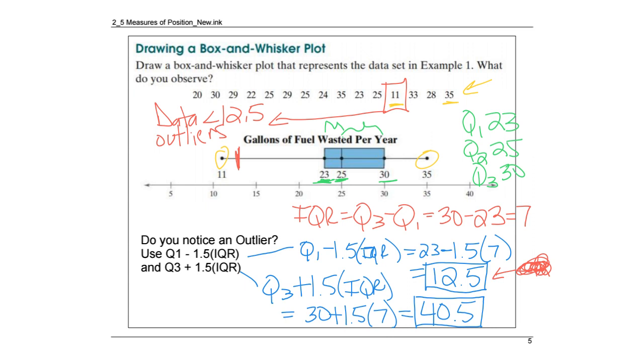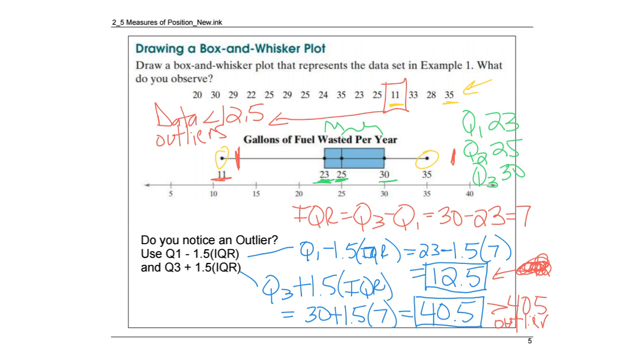Okay, then for 40.5, if a value was greater than 40.5, it would be an outlier. We're going to do this again. That would be way out here. So we actually don't have any outliers on the right-hand side, but we do on the left-hand side. That 11 would be considered an outlier.